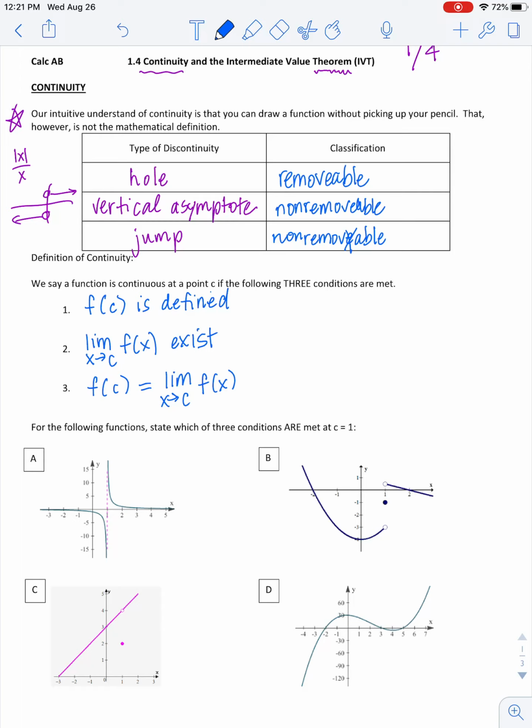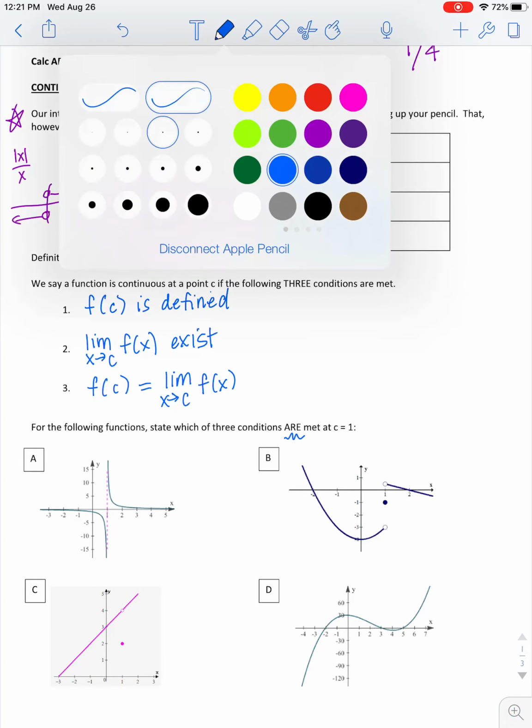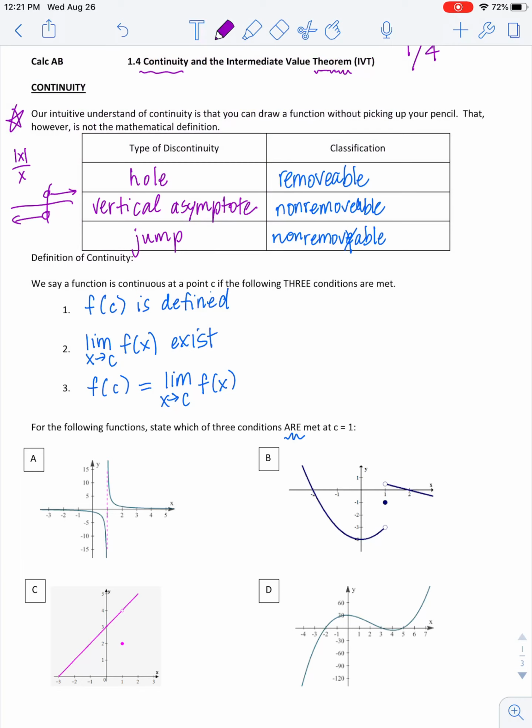But let's go down here and look at graph A, and decide which of these is met. I'm just going to use 1, 2, and 3 to talk about what is met and what is not. So if we look at the value of c equals 1 in graph A, where that asymptote is, let's ask ourselves, is part 1 true?